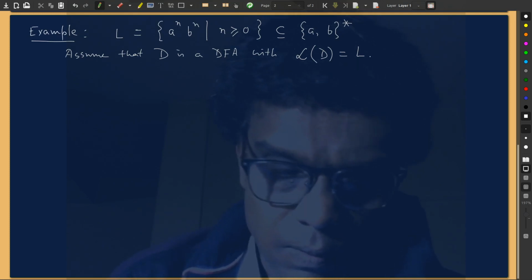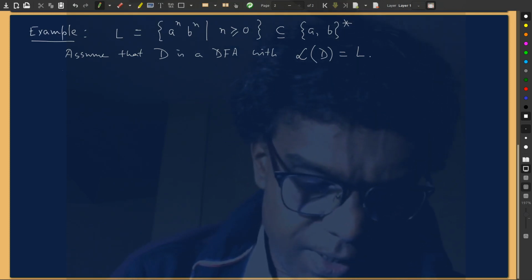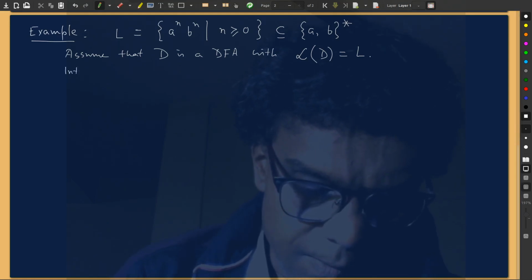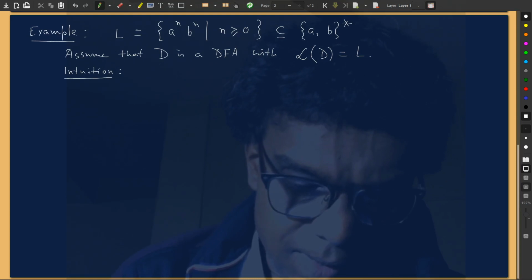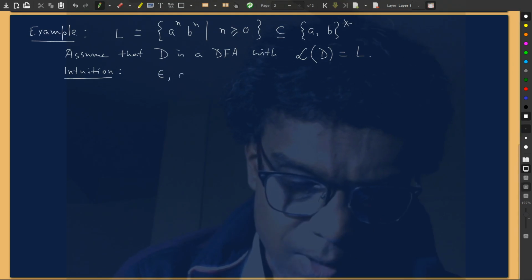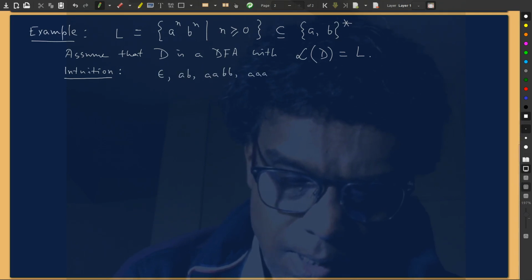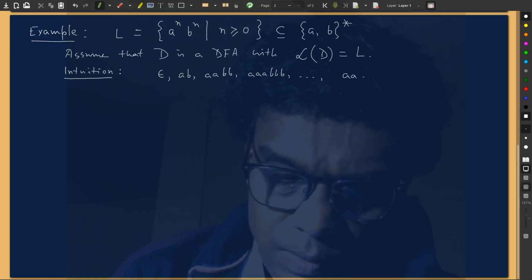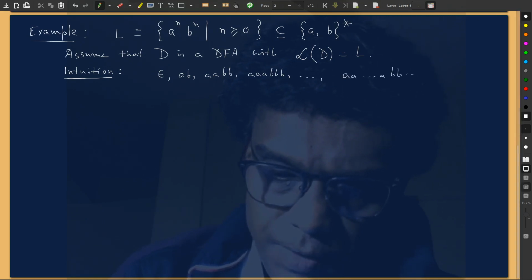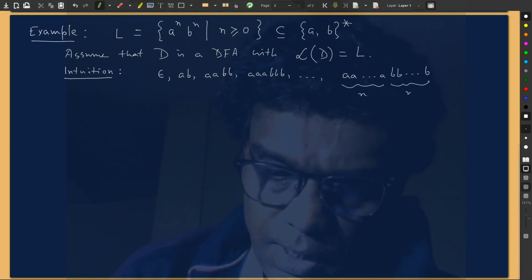But then, intuitively, why can this language not be regular? The idea is that we may have a string like epsilon, which is a power 0, b power 0, ab. We may have aabb, aaabbb, and so on. A very large number of a's followed by a very large number of b's, the same number. If this is n, this must also be n.